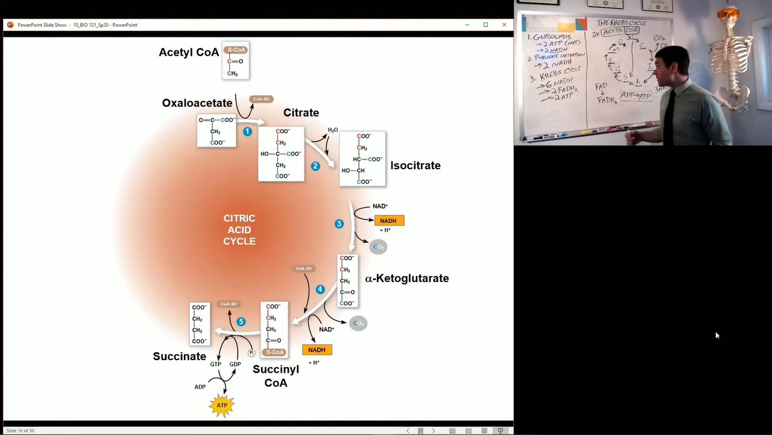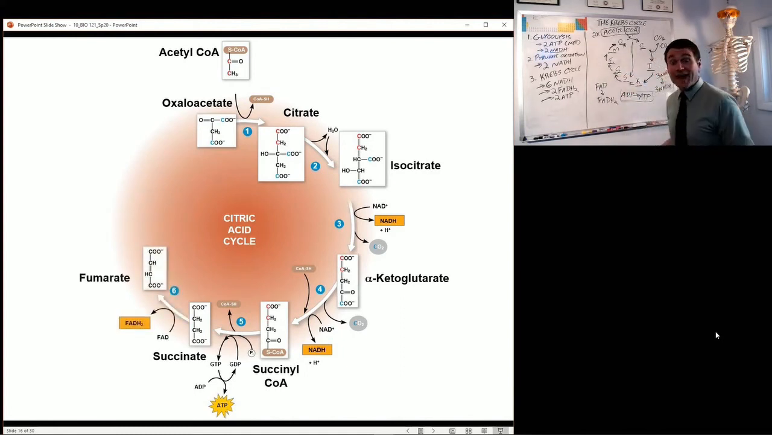Now we're going to convert that succinate over to fumarate, another kind of acid, and in that process is when we create FADH2. So this is still being oxidized. The chemical product being passed around this cycle is still being oxidized, and now we've reduced FADH2.